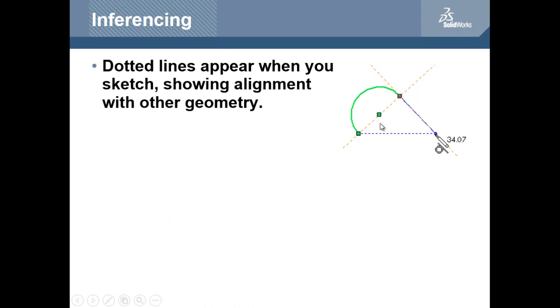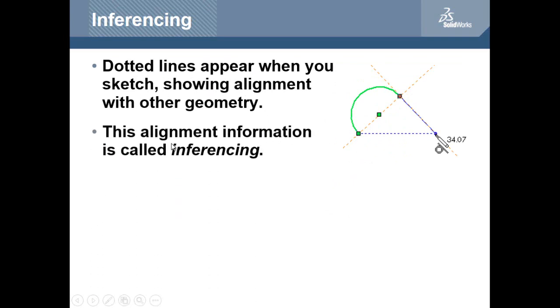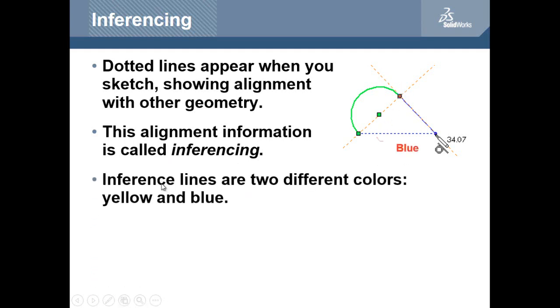You don't want to lock in positions on alignments. You want to make sure you can use the alignments correctly. This alignment information is called inferencing, showing the alignments. Inference lines are two different colors, blue and yellow. So here's a blue line, here's a yellow line. Obviously this is blue, that's yellow.